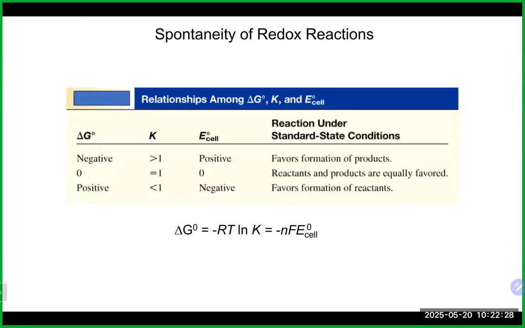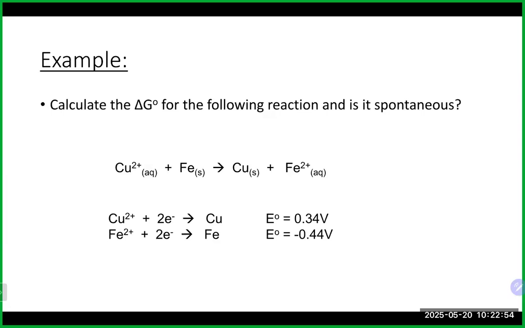All right, so that is what we were just talking about. Again, those things should agree. Negative G, large value of K, we should have a positive value of E. And again, positive value of delta G should give you a negative E of the cell and a small value of K. If you're at 0, you're going to have an equilibrium constant of 1, because everything else will basically cancel out.